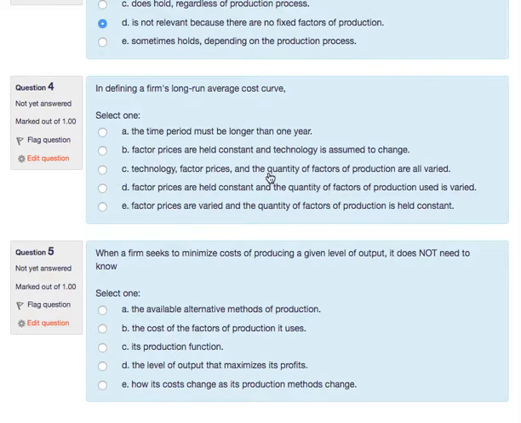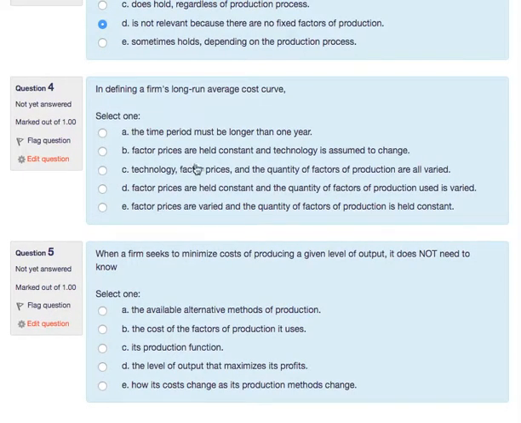Technology, factor prices, and the quantity of factors of production are all varied. That's false. Technology cannot vary. Otherwise, the LRAC curve would not be at the same place. It'd be a different one for every technology level. Factor prices are held constant, and the quantity of factors of production used is varied.